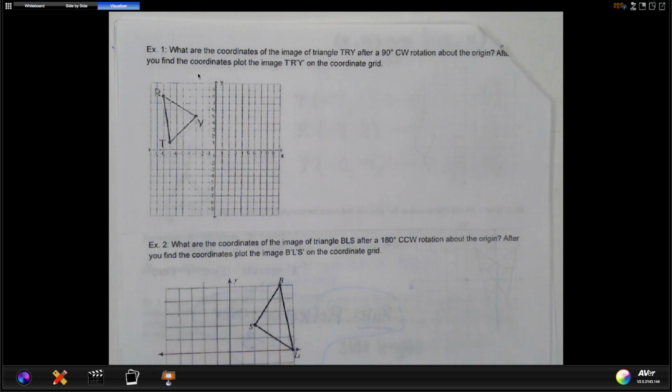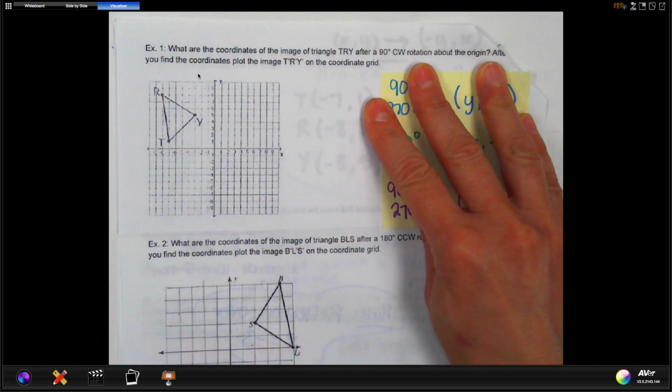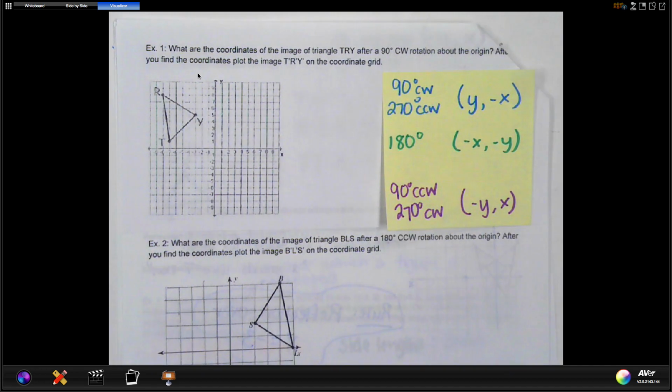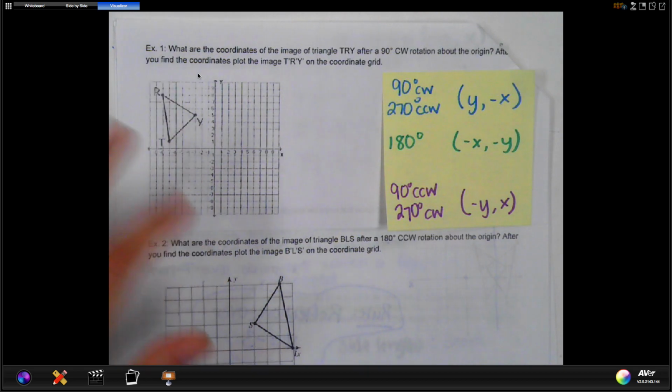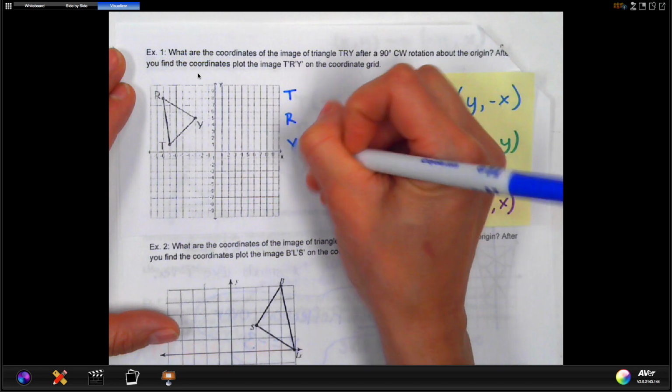Something that might help us is to have our rules in front of us. You might need to write them on a separate sheet when you are doing any of the assignment, or at least have your notes in front of you. What we do is start by identifying the original coordinates. So T, R, and Y is what we need.